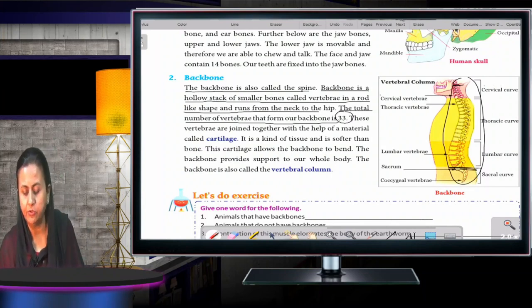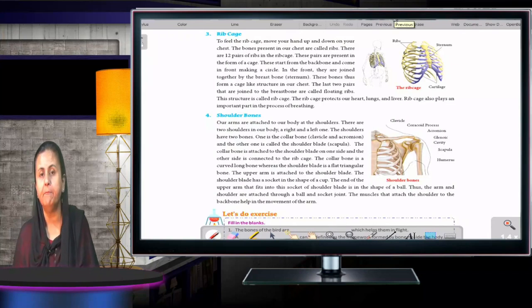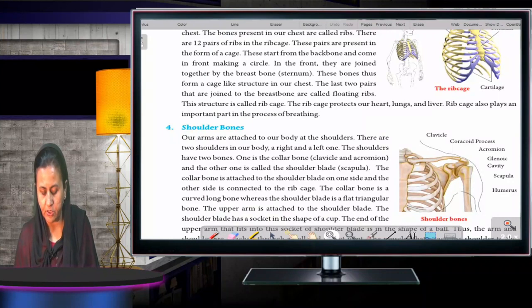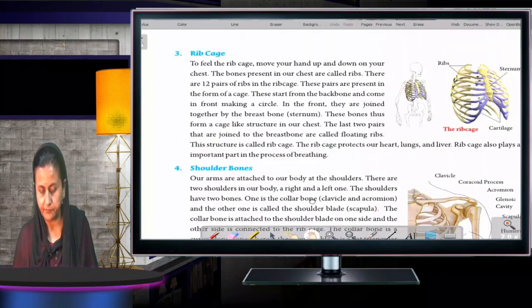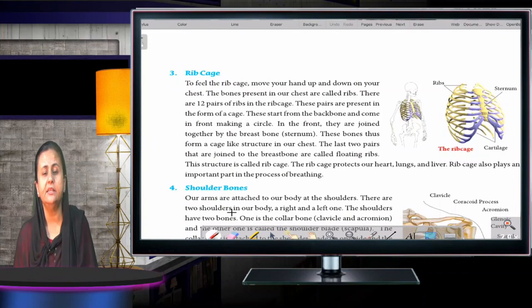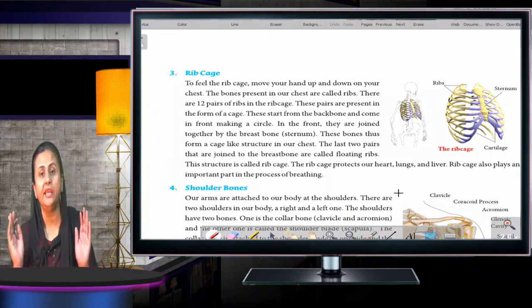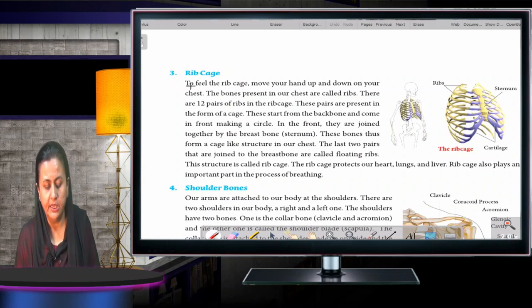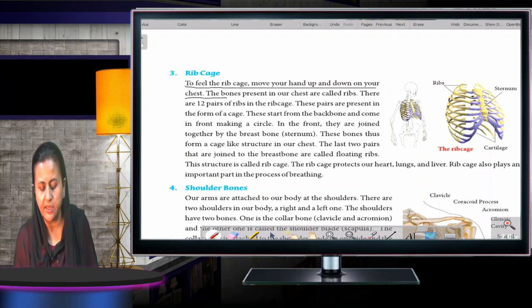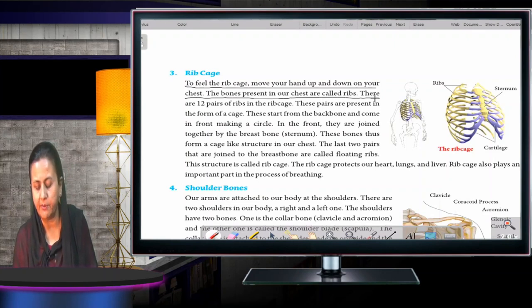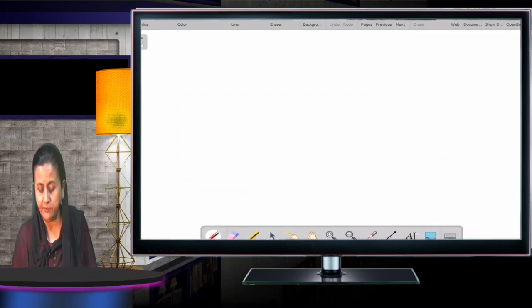Okay, now moving to the next one, the rib cage. You can see on your screens also. As the name suggests, it is forming a cage. To feel the rib cage, move your hand up and down on your chest. The bones present in the chest are called ribs. There are 12 pairs of ribs in the rib cage. These pairs are present in the form of a cage. Okay. Now moving to the next one.